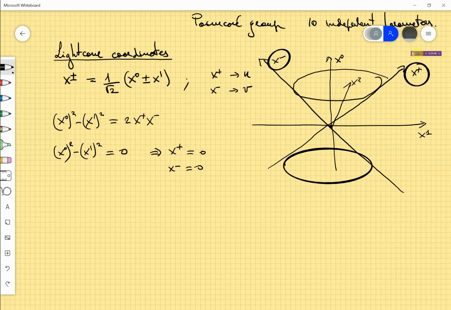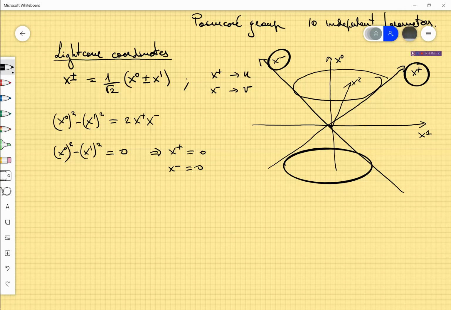If I use this form, I see that if I change coordinates, and this change of coordinates is a redefinition of my coordinates, which is not a Poincaré transformation, clearly. After a Poincaré transformation, the form of this interval should remain the same. So this is not a Poincaré transformation, it's just a change of coordinates. But now I can perform Poincaré transformations in these new coordinates.